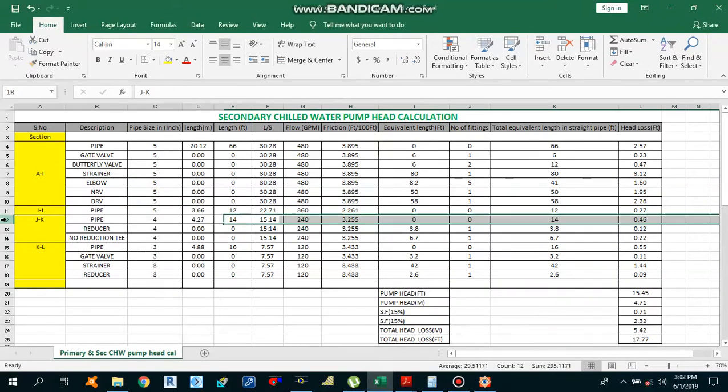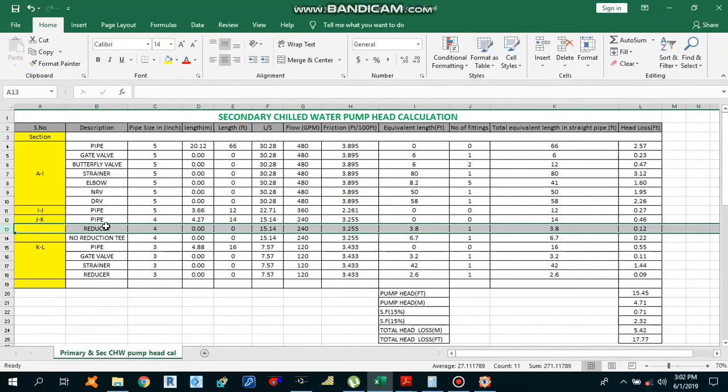Since this is a straight pipe, there is no equivalent length for fittings, so it will be 0, and the total equivalent length will be the same as the linear feet over here, that is 14 feet. To calculate the head loss, you need to multiply this with this, and divide by 100.